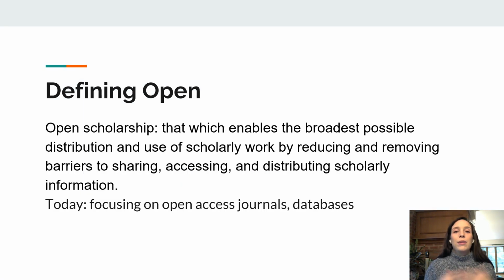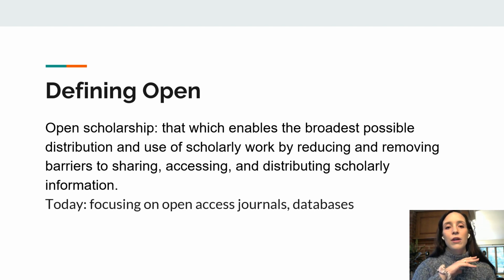So how do we define open? We're all familiar with open access, open scholarship, and basically what we're looking at is enabling the broadest possible distribution and use of scholarly work. Really, it's all about reducing or removing barriers to access and sharing and distributing that information.